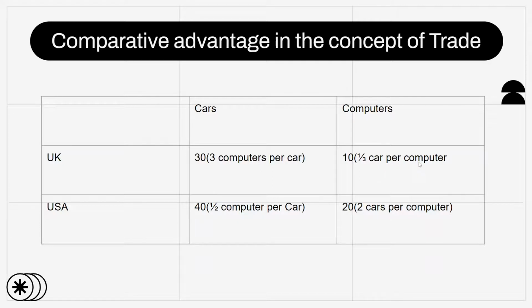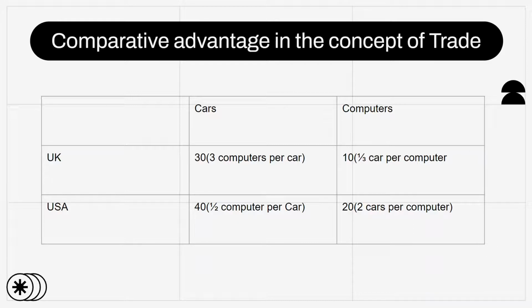So what we understand is how two countries, if these two were to interact, would trade. As you can see, the United States has a comparative advantage in producing cars, because they're only giving away half of a computer, whereas the UK is giving away 3. Then on the computer side it's the opposite. The United Kingdom has the comparative advantage as they're giving away fewer cars.